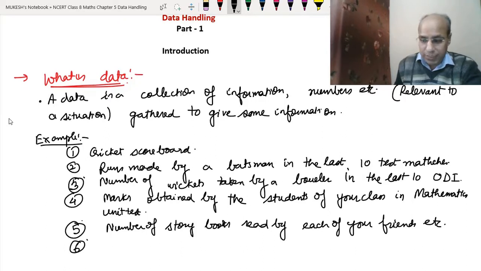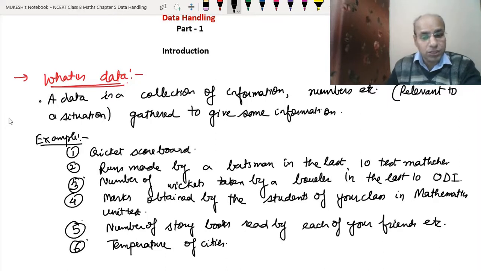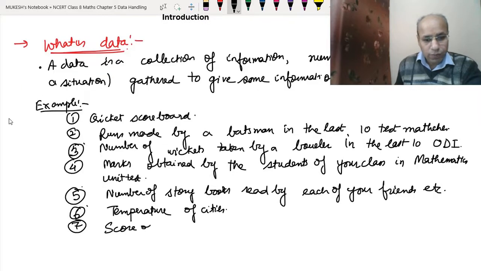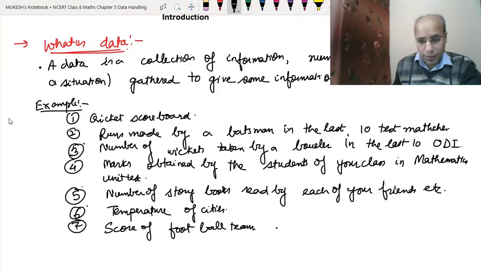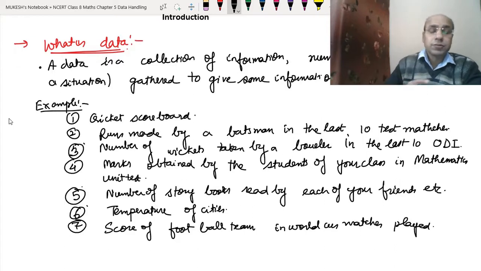Now the sixth part is the temperature of cities. Suppose we want to compare the temperature between different cities, the maximum and minimum temperature, so we can take it in data form. Next is the score of a football team in World Cup matches played. Okay, that is also an example of data, and so on.